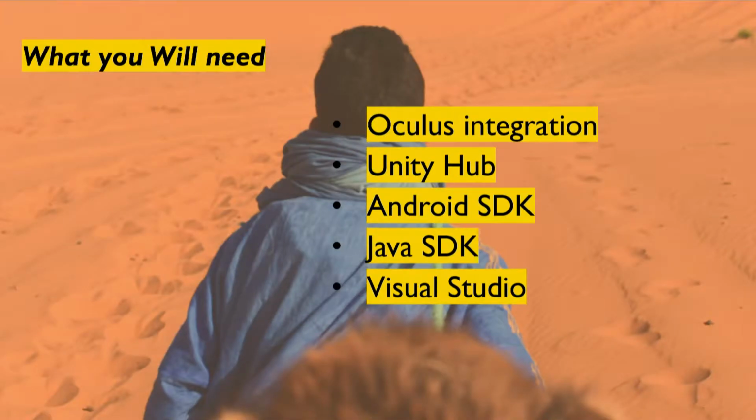So this is what you need when you want to install Unity. You need Oculus Integration, that is an asset that we will see how to download. You need Unity Hub, that is the Unity installer. You need the Android SDK, Java SDK, and Visual Studio. So let's create this.